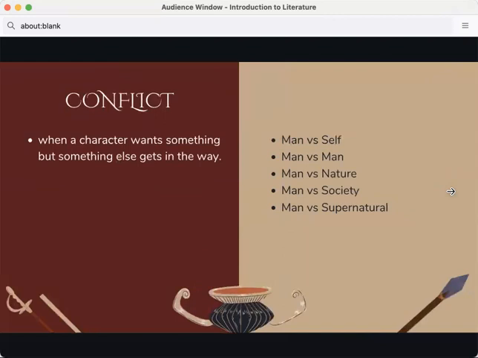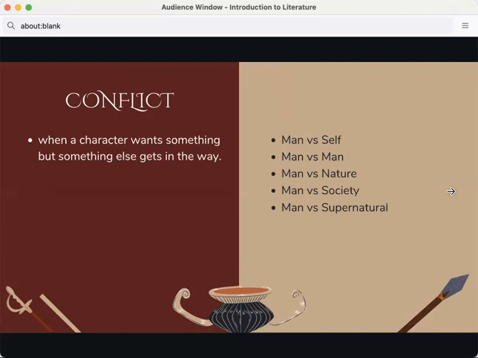The next element is conflict. Conflict happens when a character wants something but cannot get it, or when something else or another character tries to get in the way. In this case, conflict offers 5 types. We can start from man versus self. It is between, for example, the main character and himself or herself.